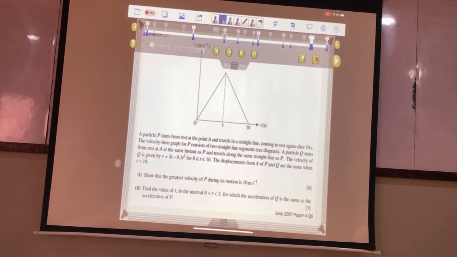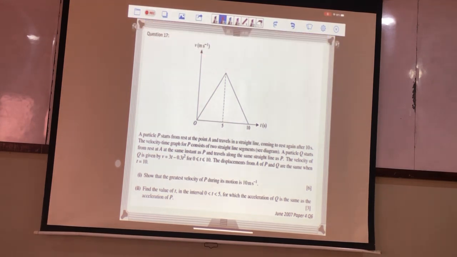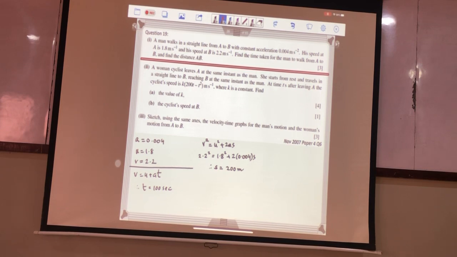The third question that we discussed, question 17. Another question to look at, question 19. It says a man walks in a straight line from A to B with constant acceleration 0.004 meter per second square. His speed at A is 1.8 meter per second. Speed at B is 2.2 meter per second. Find the time taken for the man to walk from A to B and find the distance AB.